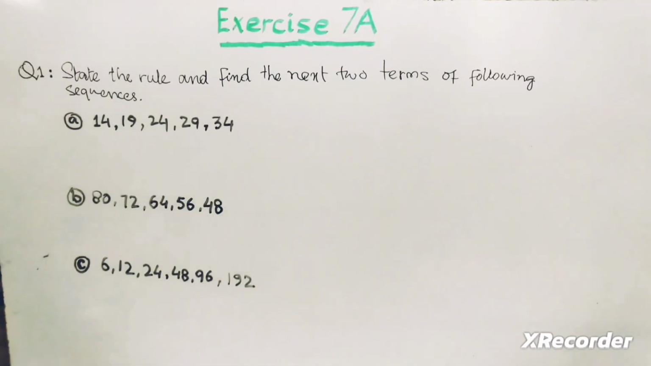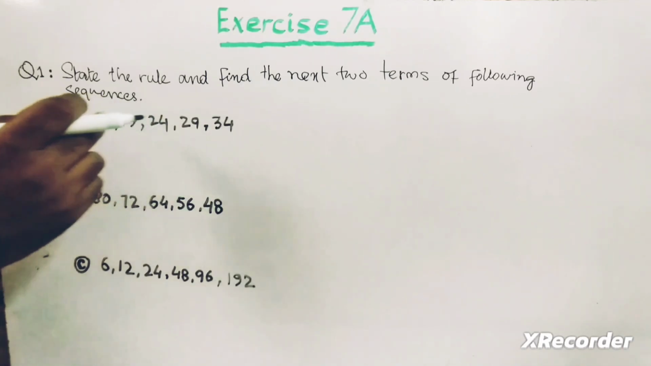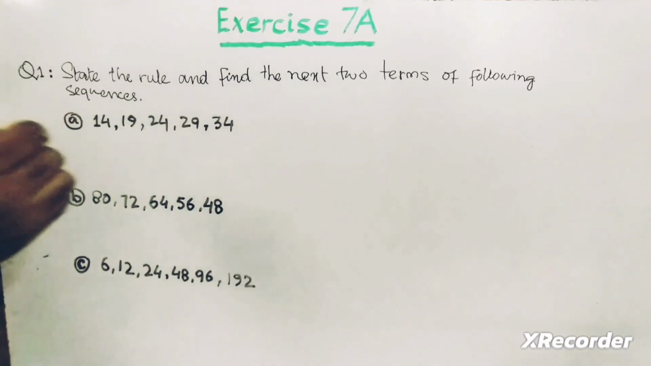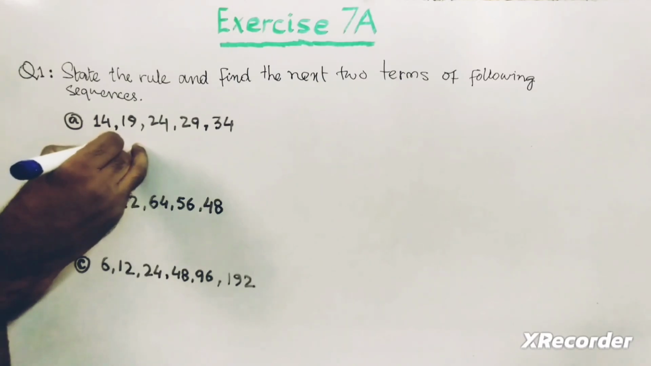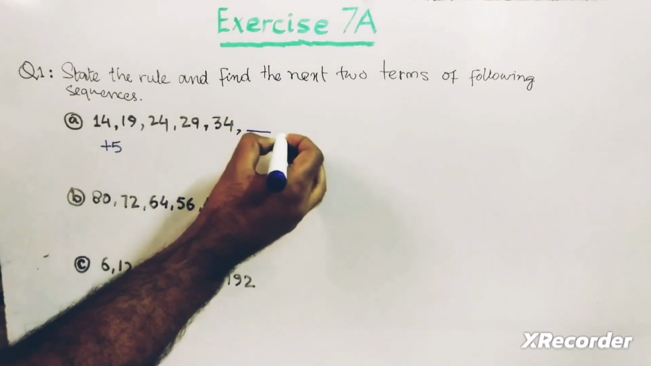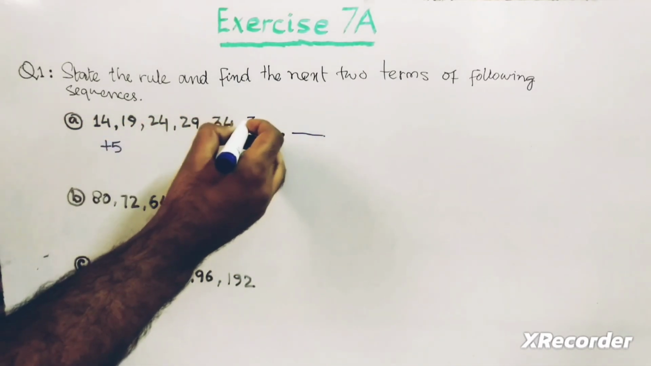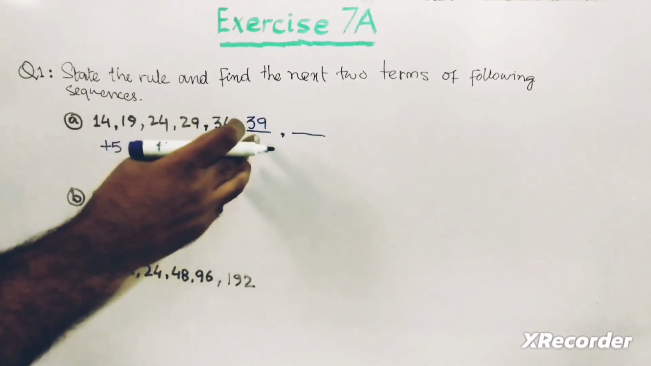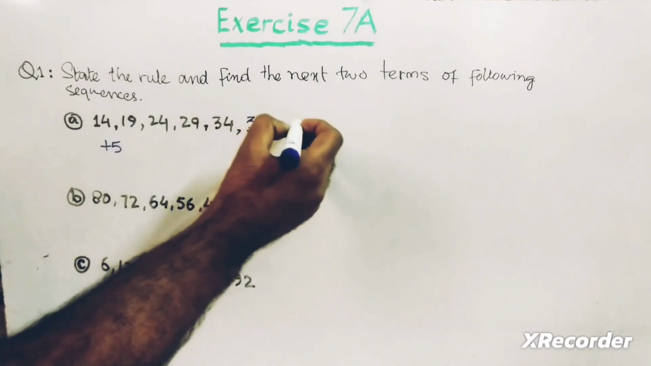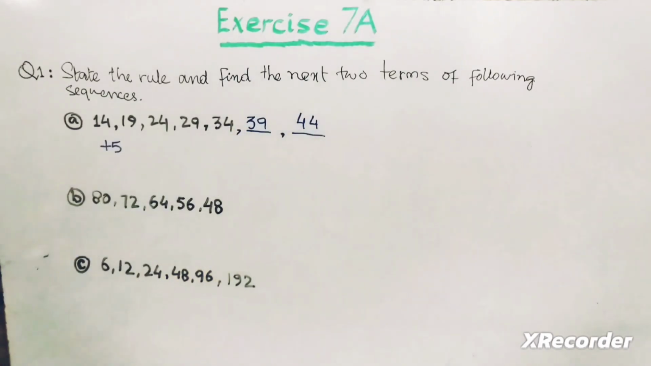If we see closely, the difference of each term is 5: 14 plus 5 is 19, then 19 plus 5 is 24, then 24 plus 5 is 29. So the rule of the sequence is plus 5, and the next two terms will be 34 plus 5 is 39, and then 39 plus 5 is 44. This is our required two terms.